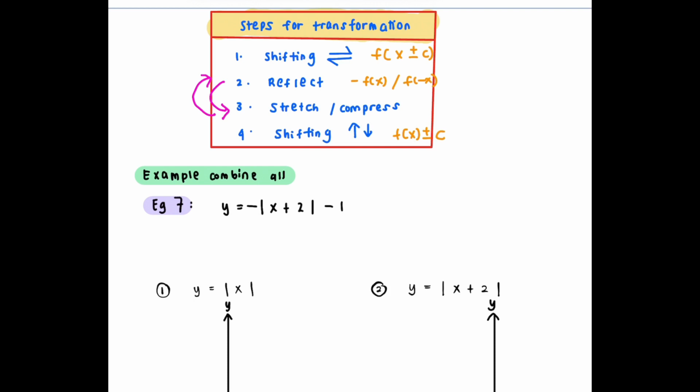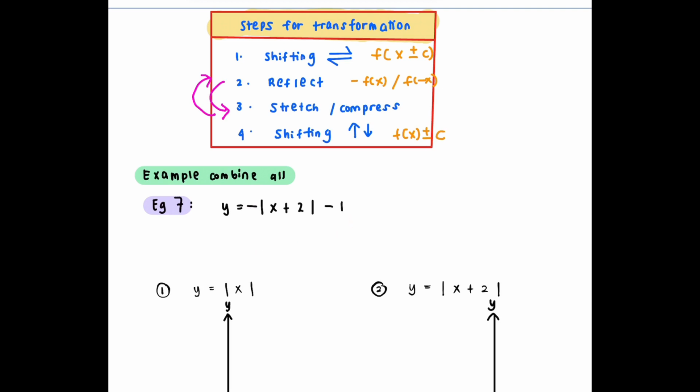Okay, look at one example combining the three transformations that we learned just now. Look at this question. Let's say the question is: sketch the graph of this function using transformation techniques and show step by step. Okay, that is the question. If you look at this question, how many transformations are involved?